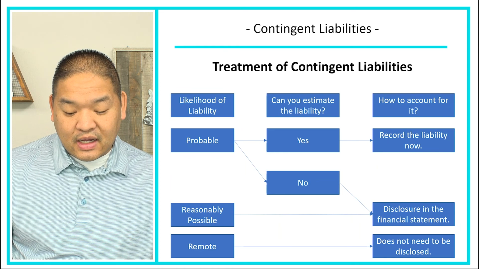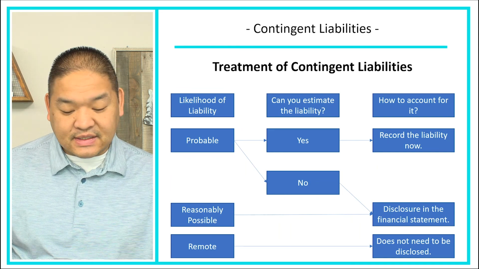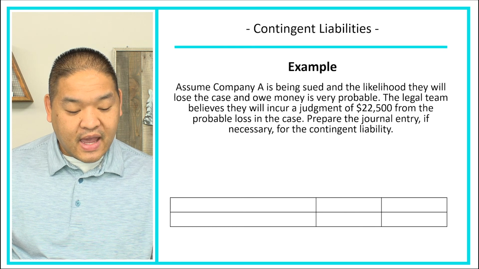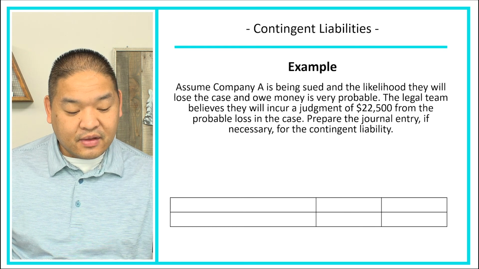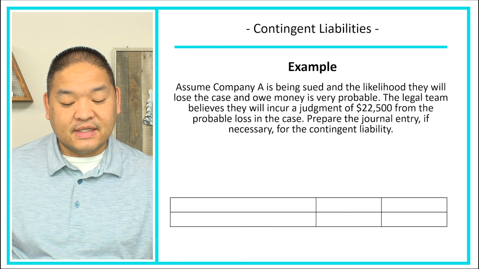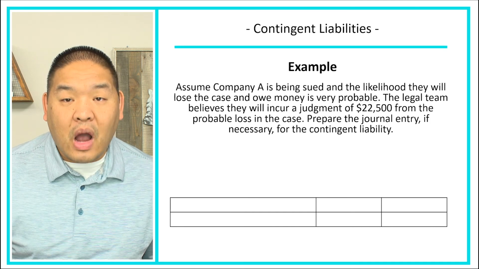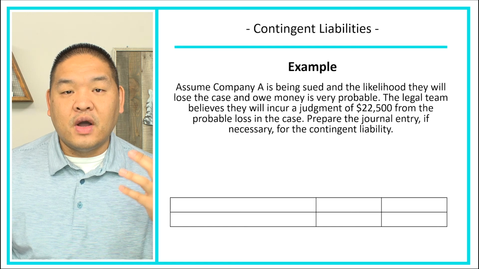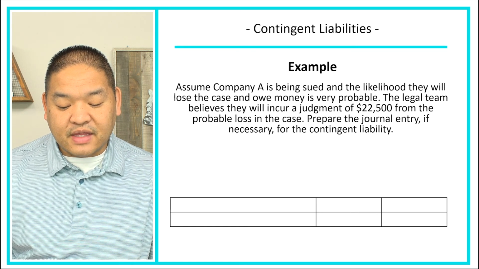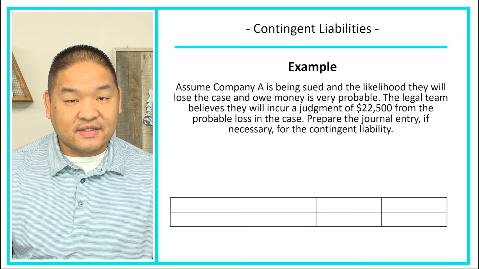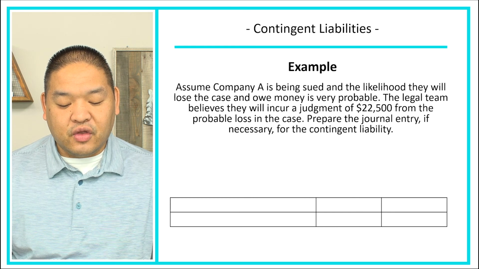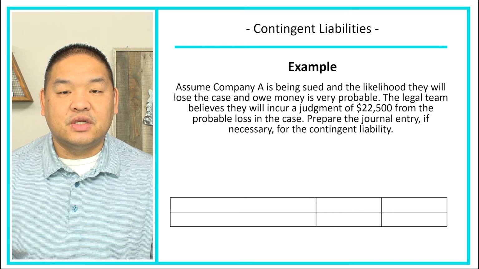So let us take a look here at an example. Assume that company A is being sued and the likelihood that they will lose the case and owe money is very probable. So we're saying that there is a high chance that they're going to owe something. The legal team believes that they will incur a judgment of $22,500 from the probable loss in the case. Prepare the journal entry if necessary for the contingent liability.